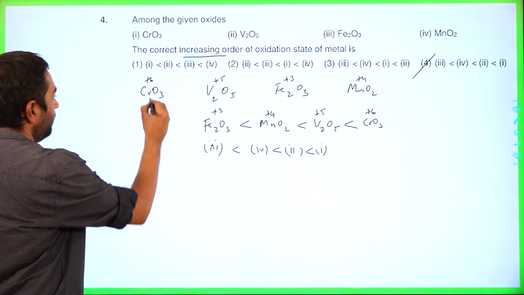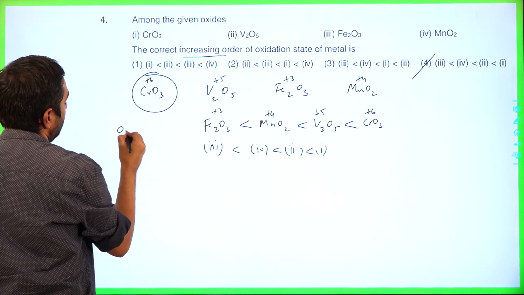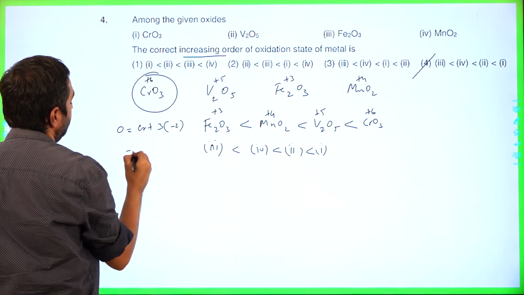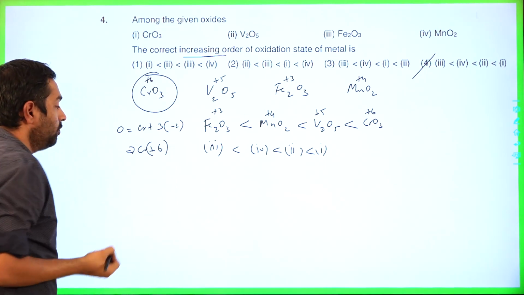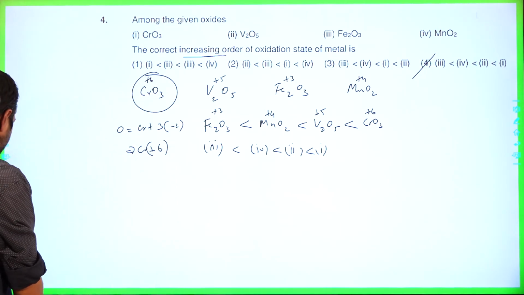So for instance, let me quickly explain one of these cases. Net is 0. So 0 is chromium plus 3 into -2, meaning chromium works out as +6. That's the idea here, so this is the methodology basically. This is a fairly easy question. Next one.